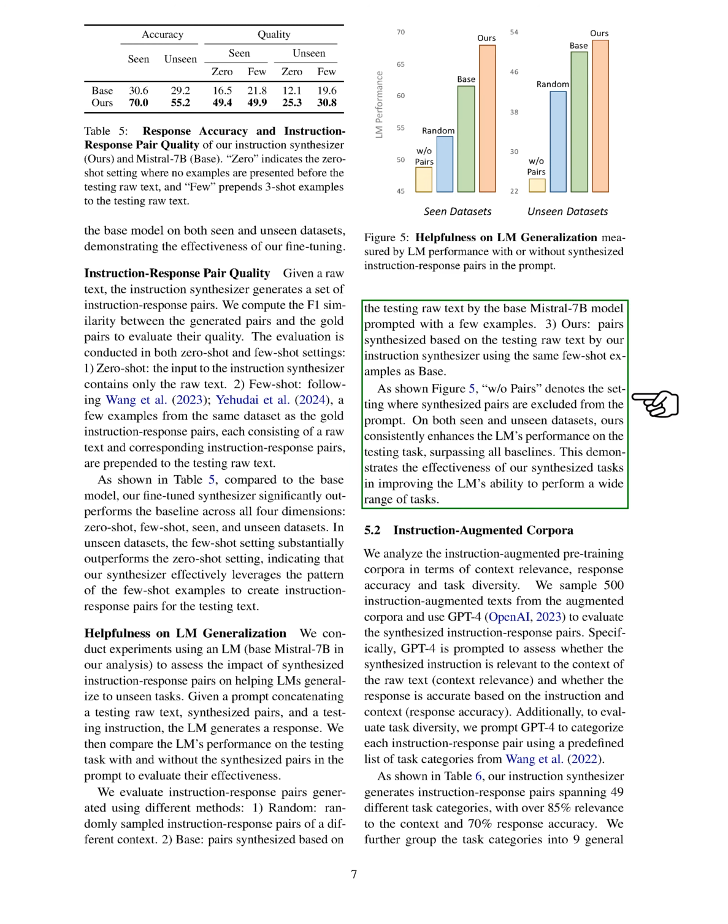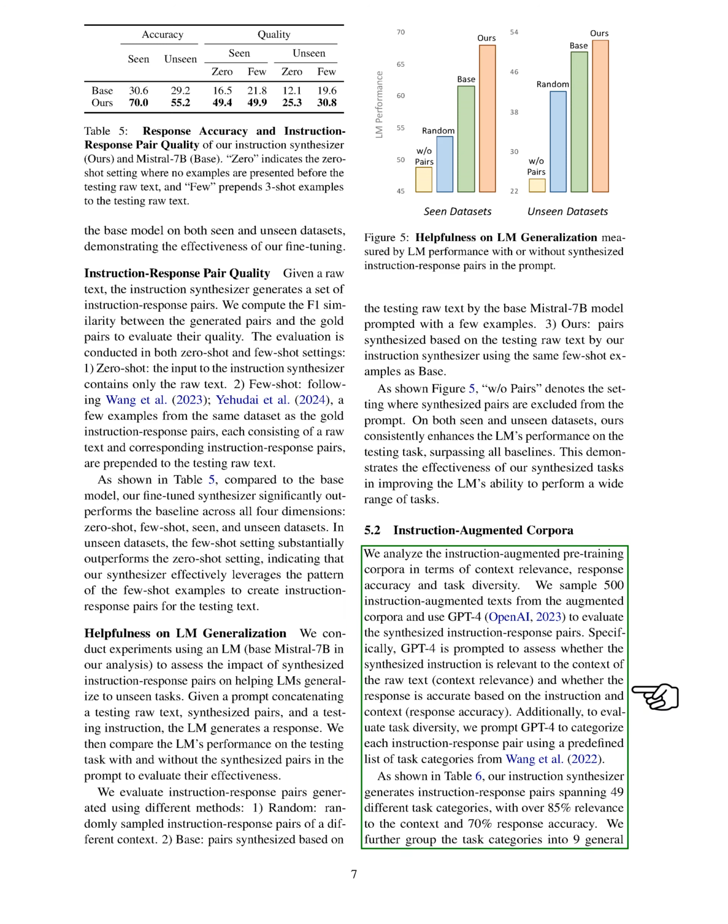Section: Instruction Augmented Corpora. In this section, we examine the instruction augmented pre-training corpora by looking at context relevance, response accuracy, and task diversity. We randomly select 500 instruction augmented texts from the corpora and use GPT-4 to assess the instruction-response pairs created. We ask GPT-4 to determine if the instruction matches the context of the original text, context relevance, and if the response is accurate based on the instruction and context, response accuracy. Additionally, we task GPT-4 with categorizing each instruction-response pair into different task categories.